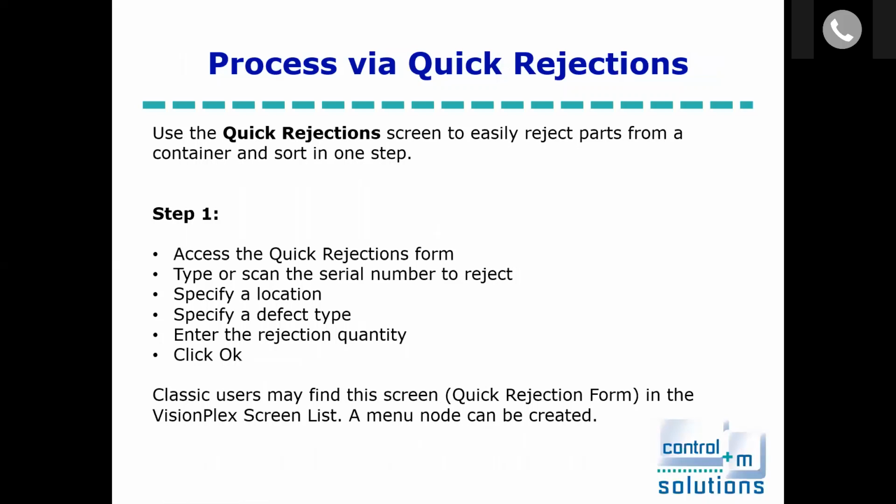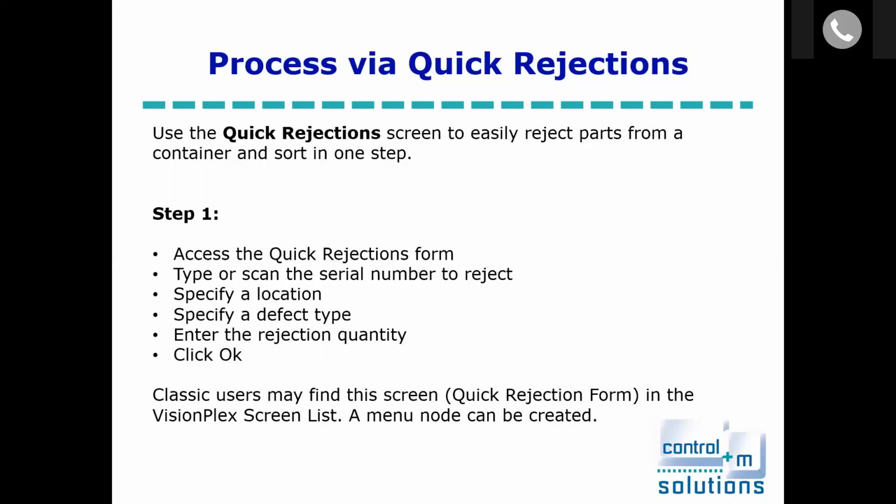So we're now to the part of the presentation where I want to talk about quick rejections. This screen easily rejects parts from one container and sorts it into another all in one step. The instruction for those is highlighted here so you can see how easy this is. We access the quick rejections form. We type or scan the serial number to reject. Scanning makes it that much easier.